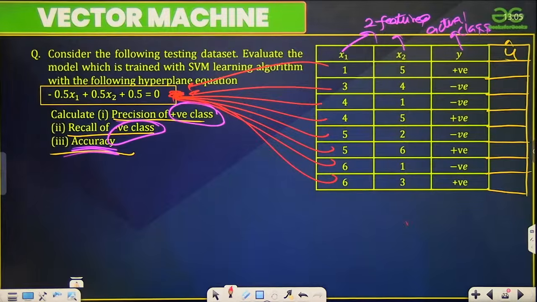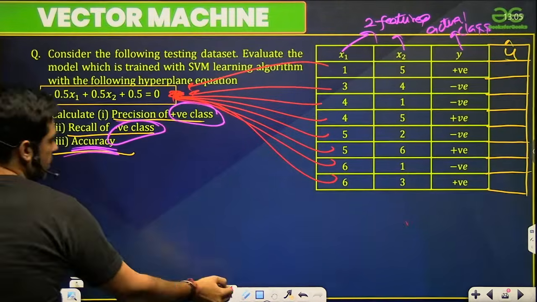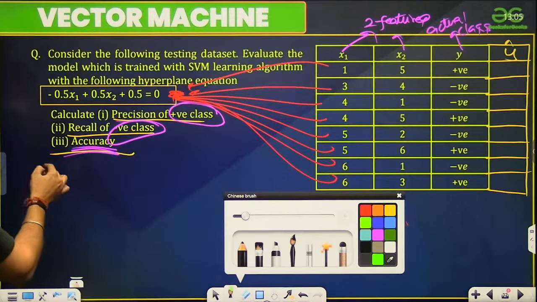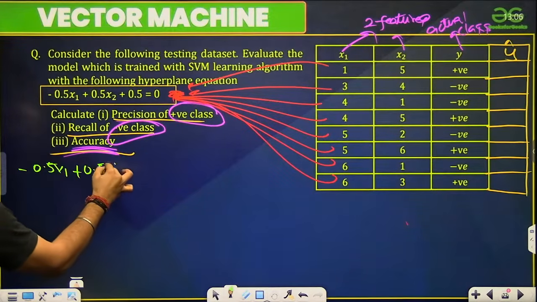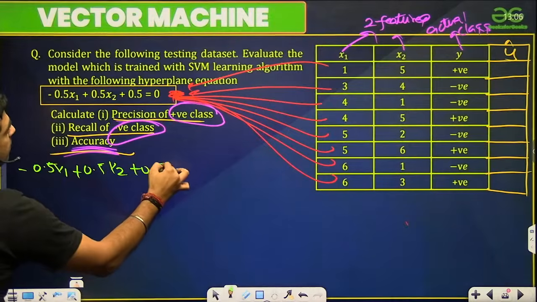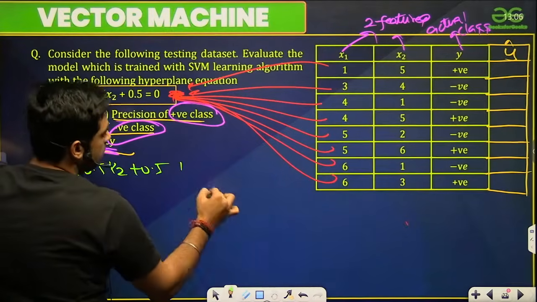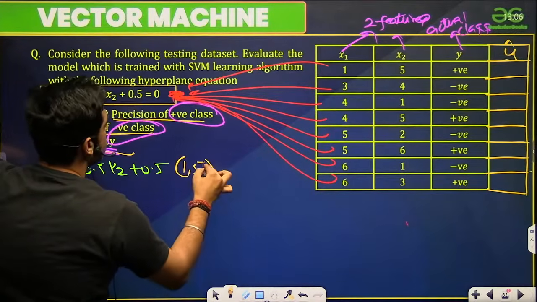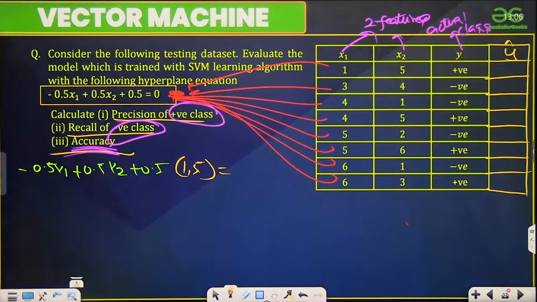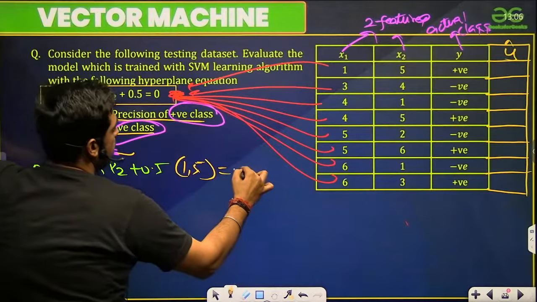Okay, so if I just take point number 1, that means negative of 0.5 x1 plus positive of 0.5 x2 plus 0.5. For sample 1, what is sample 1? It is (1, 5). So I'll just put this point here.